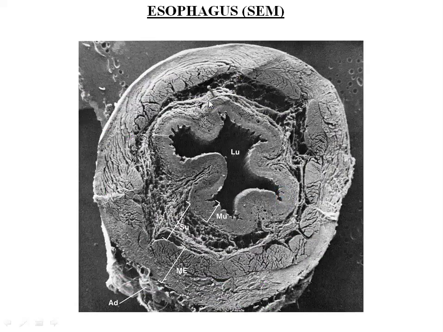This is an actual cross section, TS of esophagus, under the electron microscope. So this is the lumen portion, this is the mucosal layer, epithelial layers, which consist of lamina propria and epithelial layer. Then this is the muscularis externa, and this is the submucosa layer.